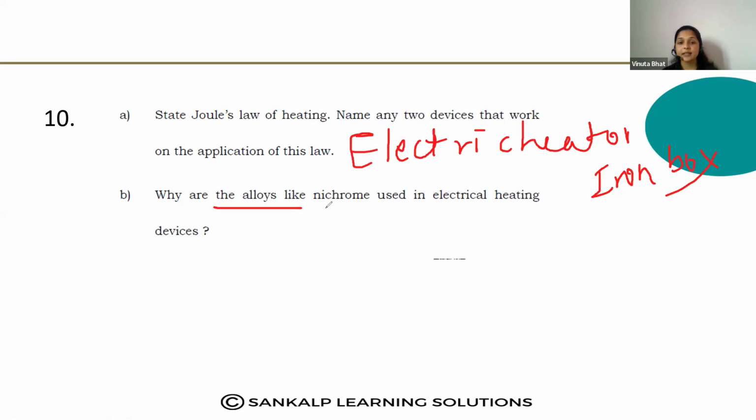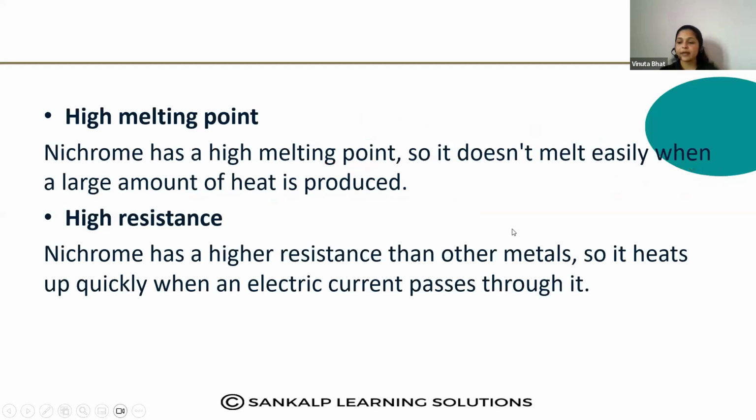Why are alloys like nichrome used in electrical heating devices? Please note this question. Nichrome has a high melting point, so it does not melt easily when a large amount of heat is produced. And it has high resistance. Nichrome has higher resistance than other metals, so it heats up quickly when an electric current passes through it. So, for these two reasons, nichrome is used in electric heating devices.